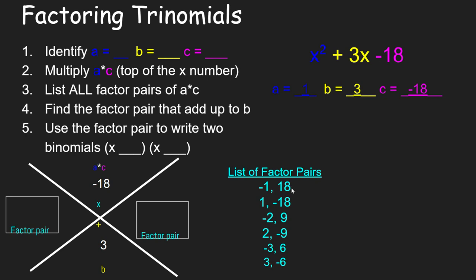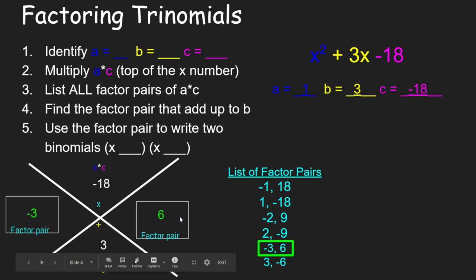Negative 1 and 18 is positive 17. Positive 1 plus negative 18 is negative 17. Negative 2 plus 9 is going to give us positive 7. 2 plus negative 9 is negative 7. Negative 3 plus 6 is 3. And 3 plus negative 6 is negative 3. Since we're looking for positive 3, this will become the factor pair that we need to use.